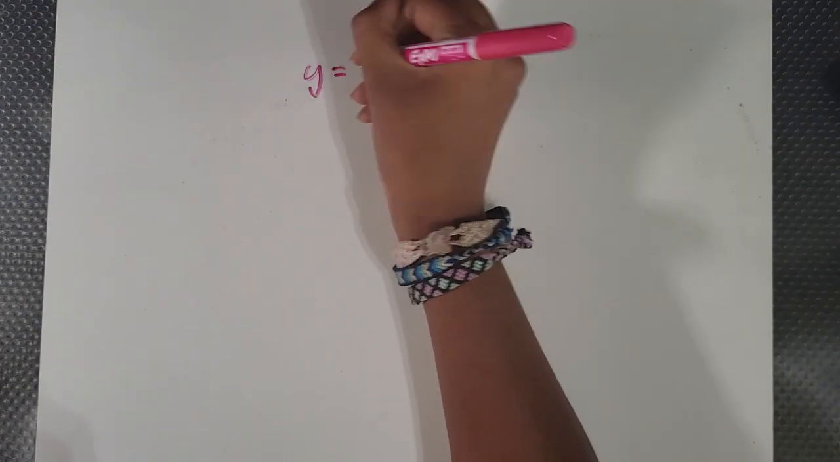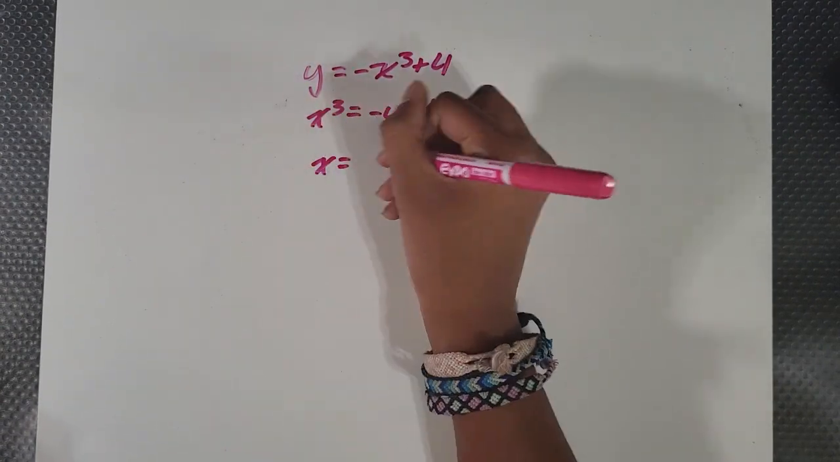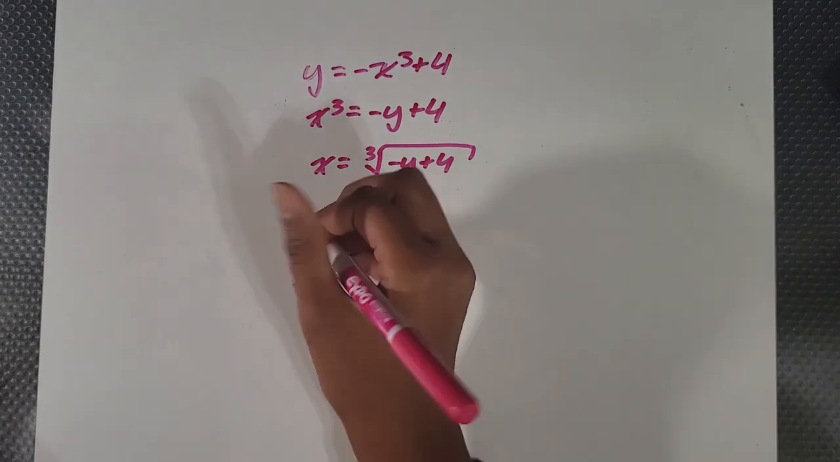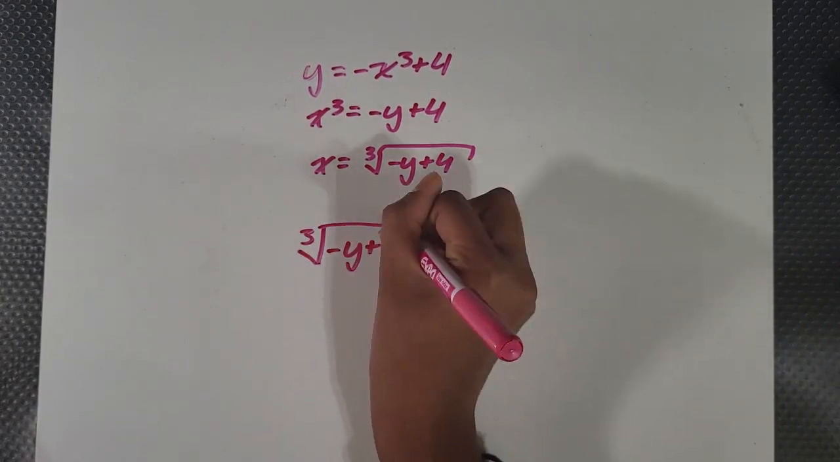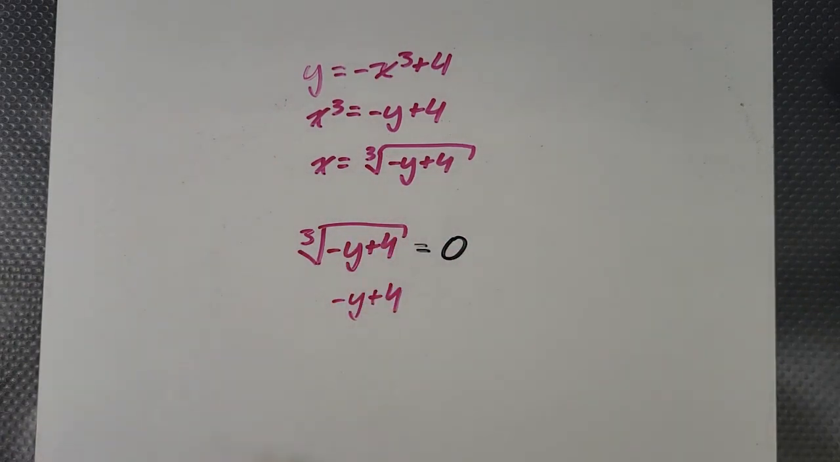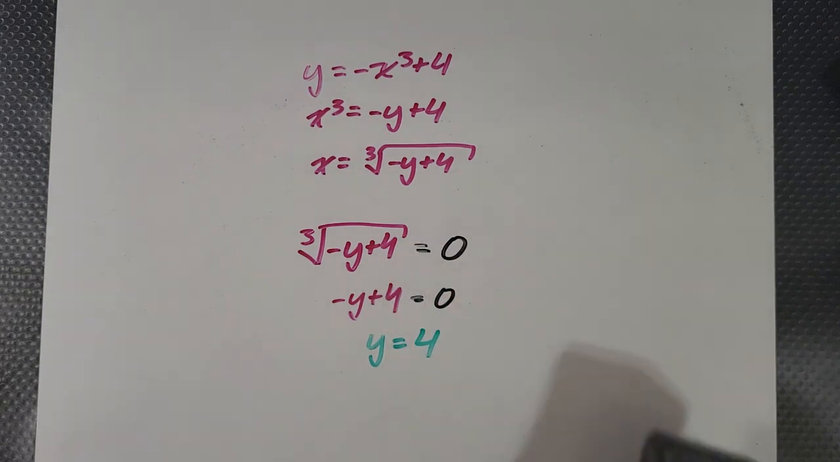First, we solve the equation y equals negative x cubed plus 4 for x and set it equal to 0, as the other equation is equal to 0. We get the cube root of negative y plus 4 is equal to 0. After we solve this, we get y equals 4. This means our bounds for the integrals are 0 to 4.